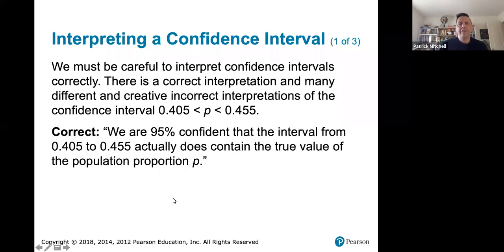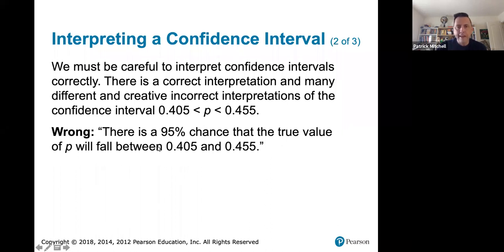Okay, so interpretation of a confidence interval. We have to be careful to interpret them correctly. Say that your confidence interval is p is between 0.405 and 0.455. It would be correct to say we are 95% confident that the interval from 0.405 to 0.455 actually does contain the true value of the population proportion p. That would be a correct thing to say. It would not be correct to say there is a 95% chance that the true value of p will fall between those two values.